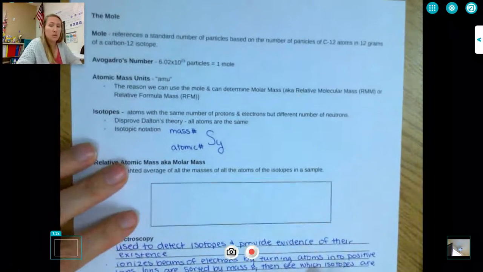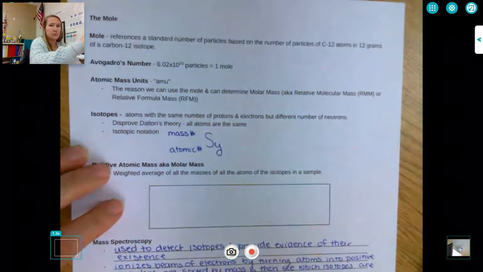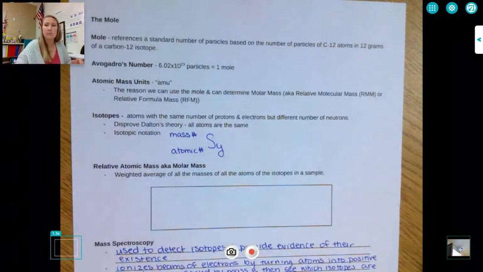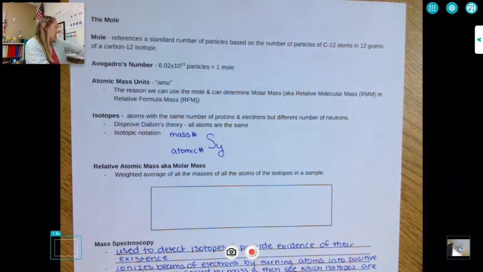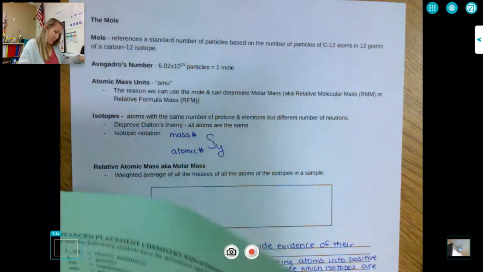Moving on to our next part, we've got the mole. Again, the mole is also review. The mole is a standard number of particles based on the number of particles found in 12 atoms of carbon 12, which were the number of atoms in 12 grams of a carbon 12 isotope. Avogadro's number is how we quantify the mole, 6.02 times 10 to the 23rd, which I believe is on your reference guide?